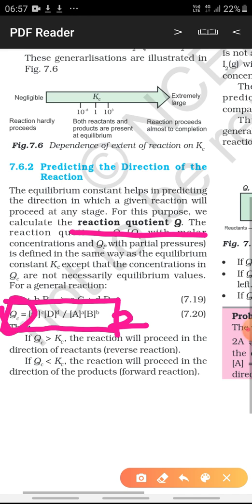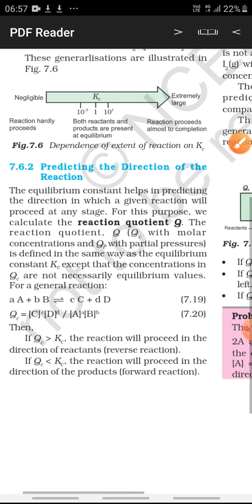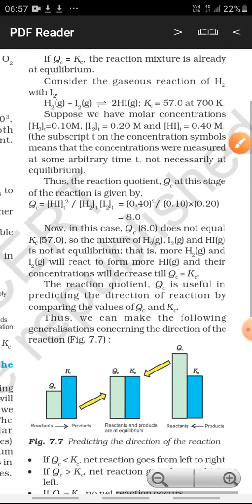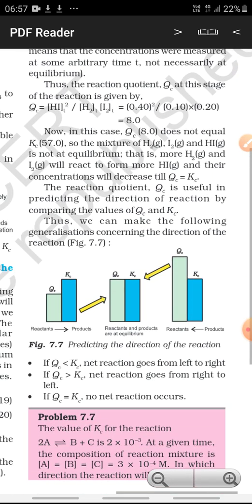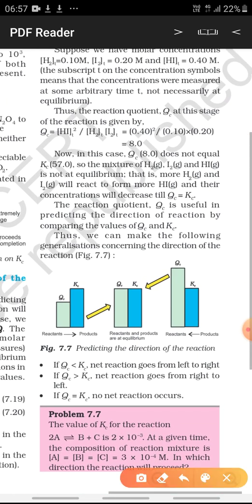If Qc is less than Kc, that means the reaction will proceed in the direction of the products, that is, the forward direction. But if Qc is greater than Kc, that means the reaction will now proceed in the backward direction. If Qc is equal to Kc, that means the equilibrium has been established. So the reaction quotient tells you about the direction of the reaction.